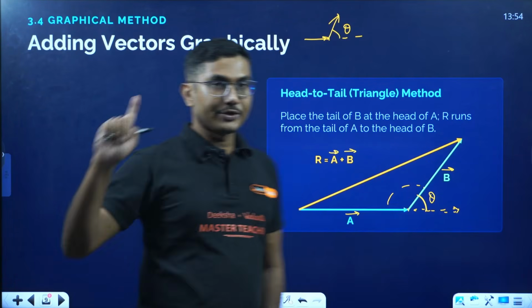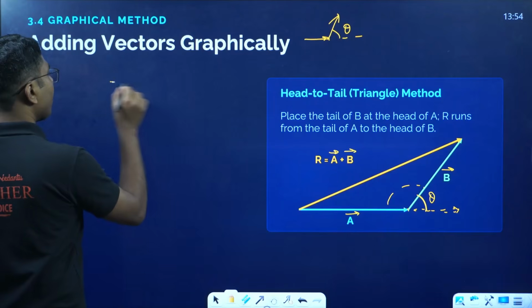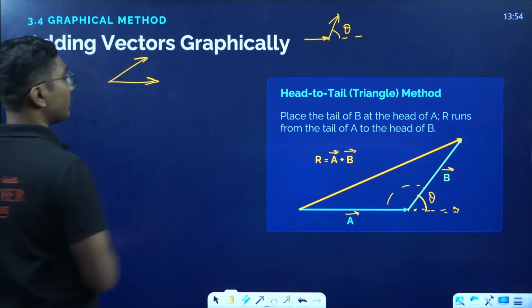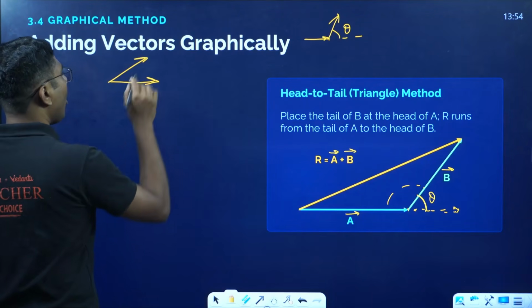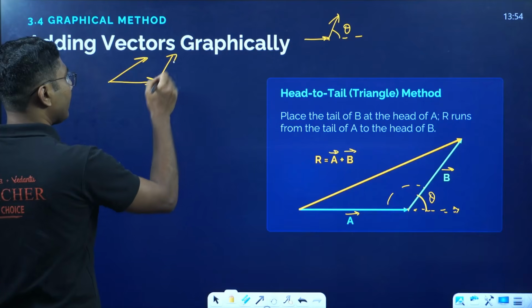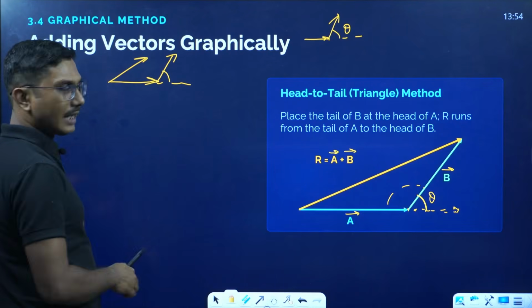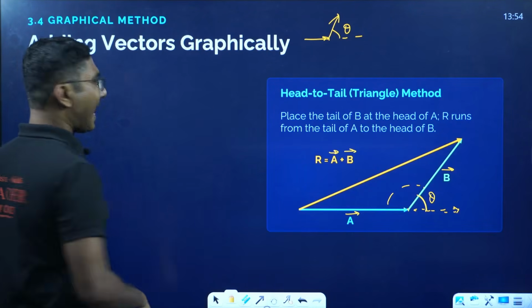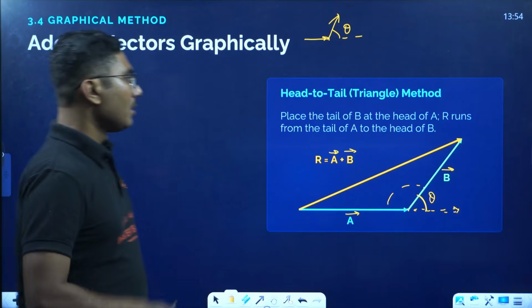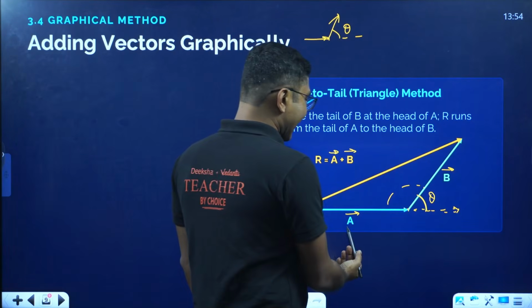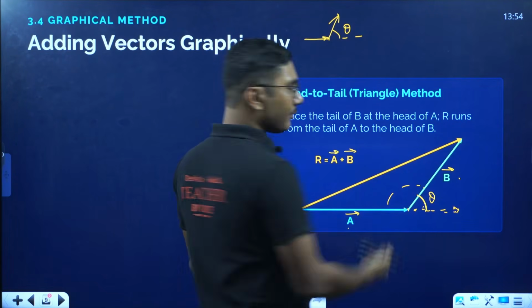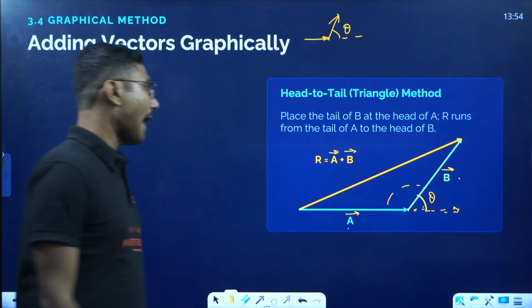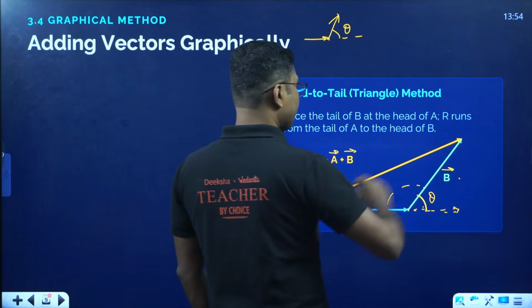Whenever you measure the angle between 2 vectors, make sure the vectors are either drawn from the same point, or if they are not, then you need to extend one of the lines and find the angle. This is how we find the angle between 2 vectors. So, 2 vectors A and B, the angle between them is theta, and you are trying to find this resultant.